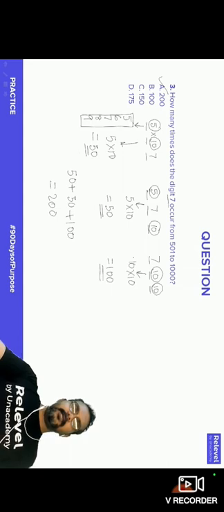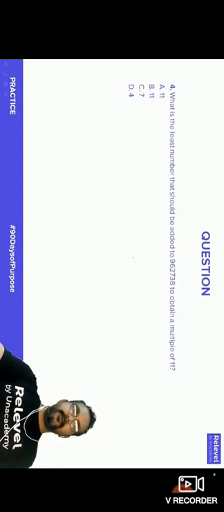Let's move on to the next number. Then 4. What is the least number added to 962738 to get a multiple of 11? Now we need to figure out what is the remainder when this is divided by 11.